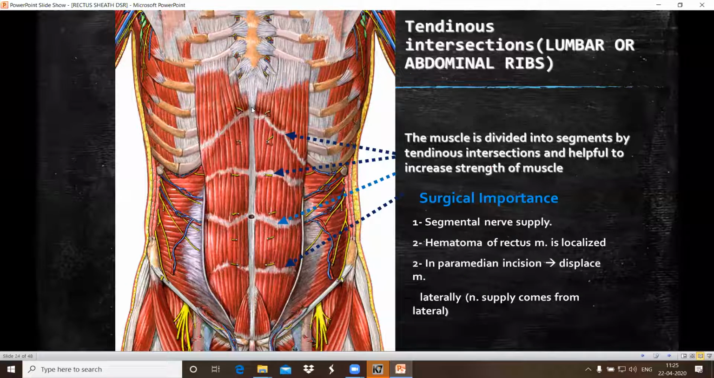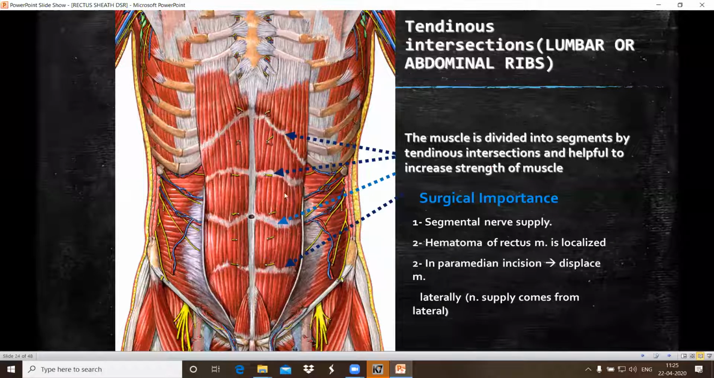One at the xiphoid process, one at the umbilicus, and one in between that. In this diagram, we also have one more that is below the umbilicus. So again, I am repeating: tendinous intersections are nothing but white fibrous lines which divide the long vertical muscle into smaller muscular segments. These fibrous lines move in a horizontal manner. They have a zigzag pattern.